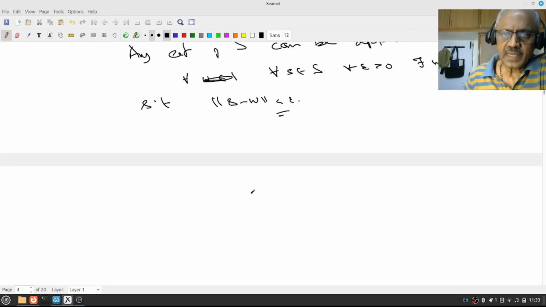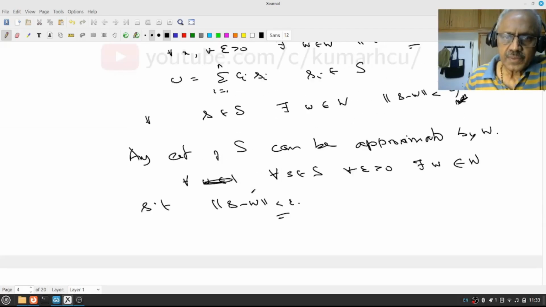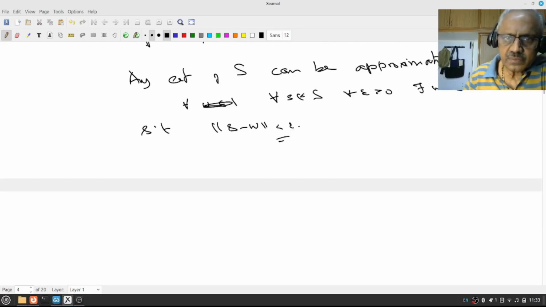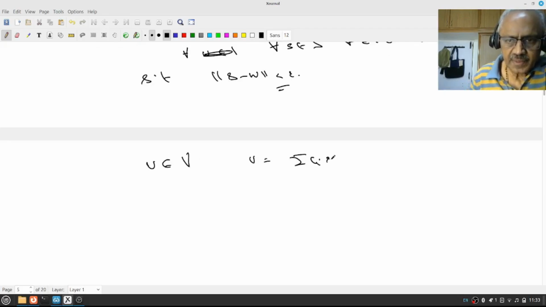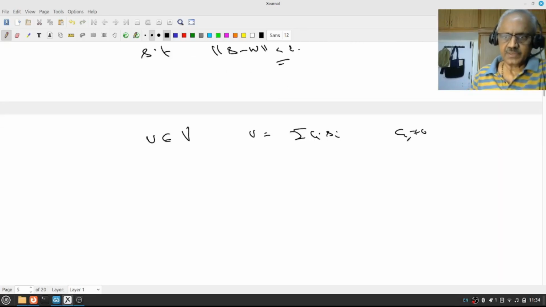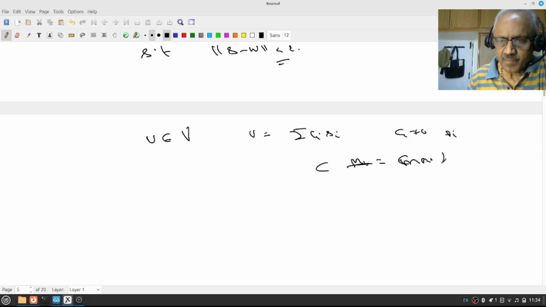Then I claim this. Suppose I have V in V, then V is the summation of Ci Si, right? So let me assume the Ci's are not 0. If it is 0, it does not make any difference, right? So let me assume Ci is not equal to 0 for all i. Then let m, let me write C, it will be easier, C equal to the maximum of mod Ci. This is a finite thing, therefore it exists, right?